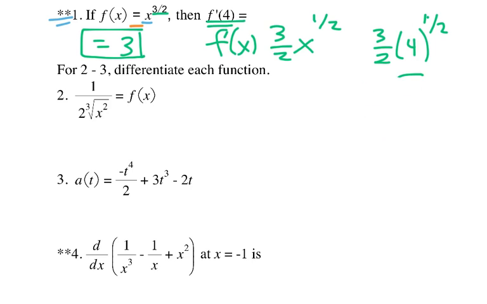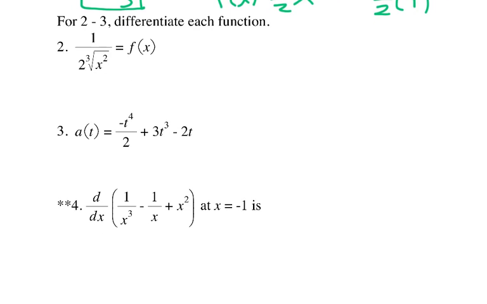Get rid of this. For 2 and 3, differentiate each function. So we've got the function equals 1 over 2. This is a little tricky. What this is saying is it's 1 over 2 times the cube root of x squared. Now, this is not in the form coefficient, base, power. So let's get it in that form.